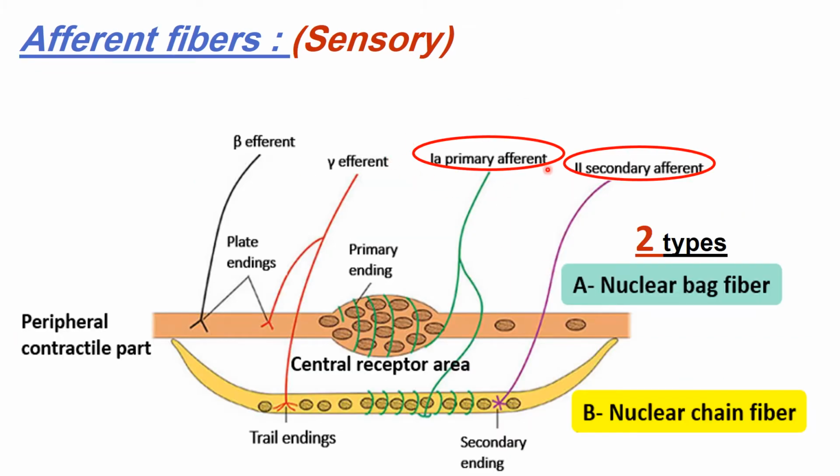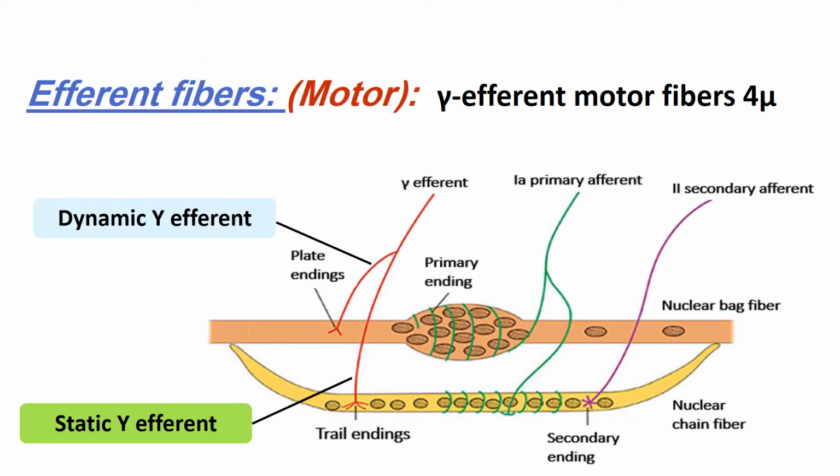Again, the afferent fibers, primary, end on both nuclear bag and nuclear chain, but secondary end only on nuclear chain. Efferent fibers, which are motor, supply the peripheral contractile part. Why? Because they are motor, not sensory, receiving from the central receptor part. No. The efferent fibers, motor fibers, which we call gamma efferent motor fibers, are 4 micron thick, and they end on the peripheral contractile part.